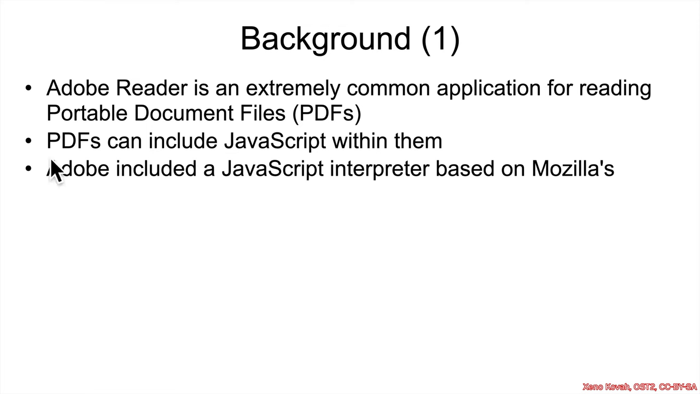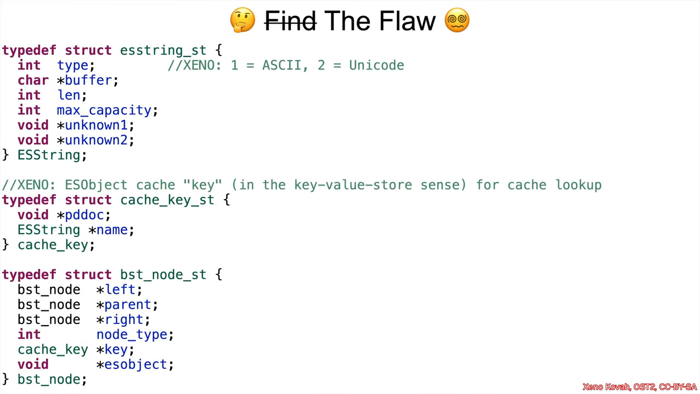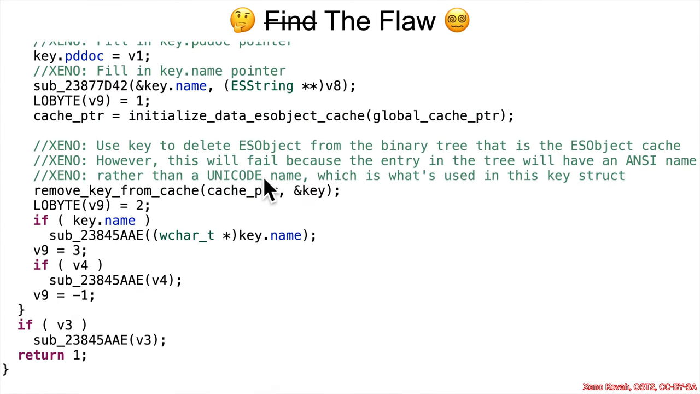What you might not know is that PDFs can include JavaScript within them, and Adobe included a JavaScript interpreter based on Mozilla's. Now, there was some pseudocode and data structures made available by one of the references that I cite, but unfortunately, it didn't quite have enough background. Specifically, for some of these functions like remove key from cache, or where this function overall is called, there wasn't quite enough context that I could just let you try to find the flaw in this. So instead, I'll just very briefly describe it to you.